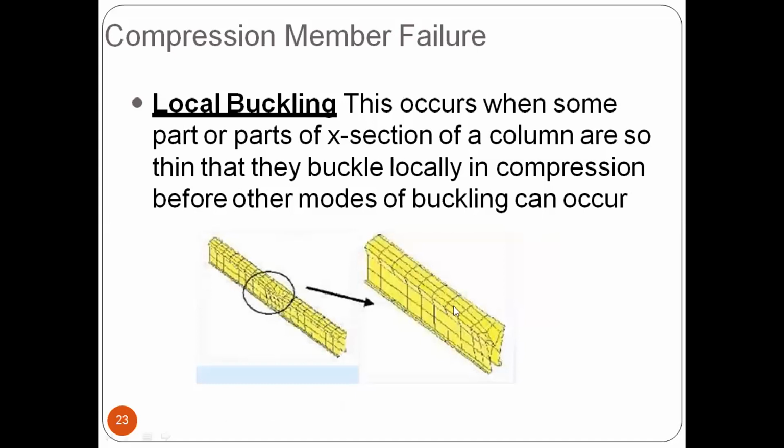Local buckling will take place when parts of the cross section of the column are so thin that they buckle locally in compression before other modes of buckling can occur. What is the thinnest part in a steel structure? If you take an I section as a column, the thinnest element is the web. So the web tends to buckle first because of this thinness. Not only the web, you can take the flange too. The flange is very thin in its thickness. So definitely local buckling takes place in the elements of steel structures.